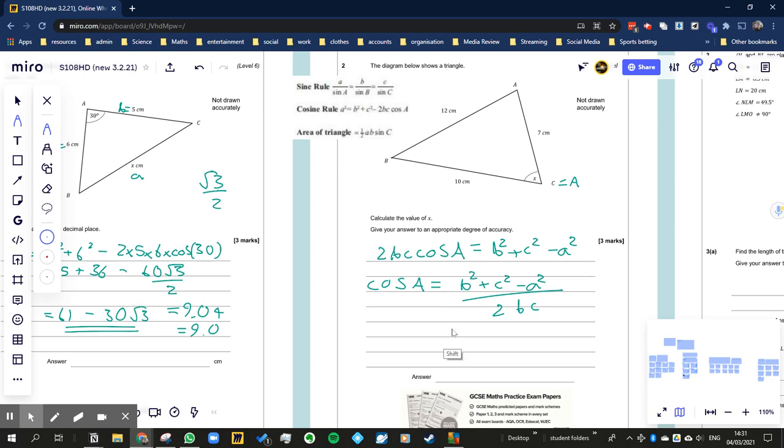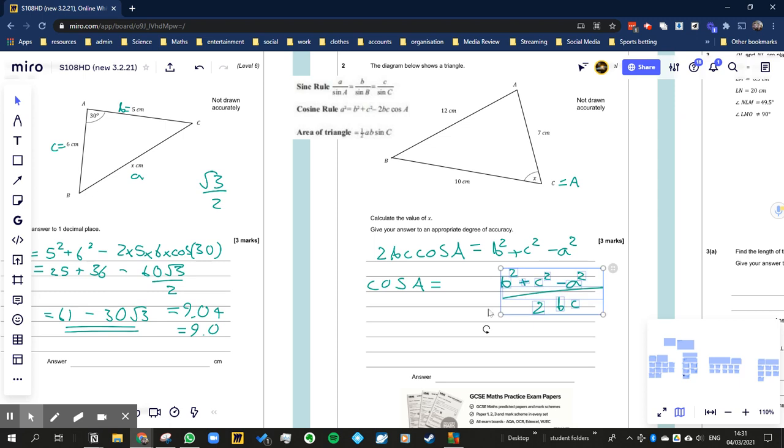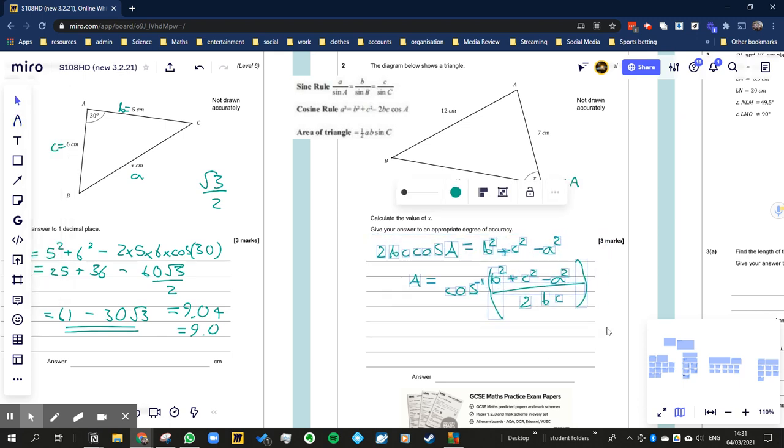So we want to do the inverse cos function on both sides. So in other words, if I do the inverse cos function on the right, and if I also do it on the left as well, that will give me just angle A. So that will be what the final sum will be. Let's shrink all this so we can now sub the values in.